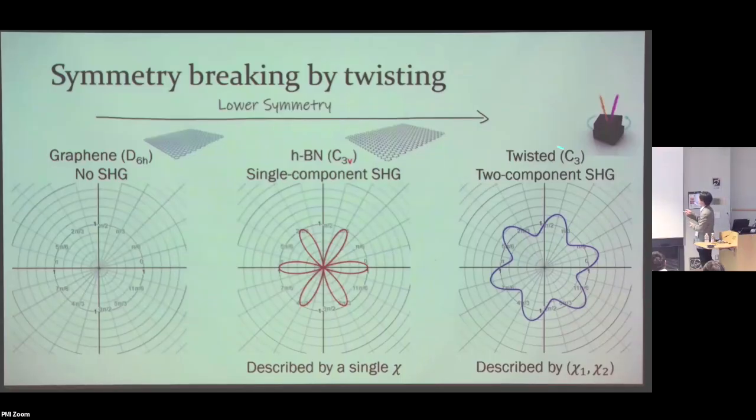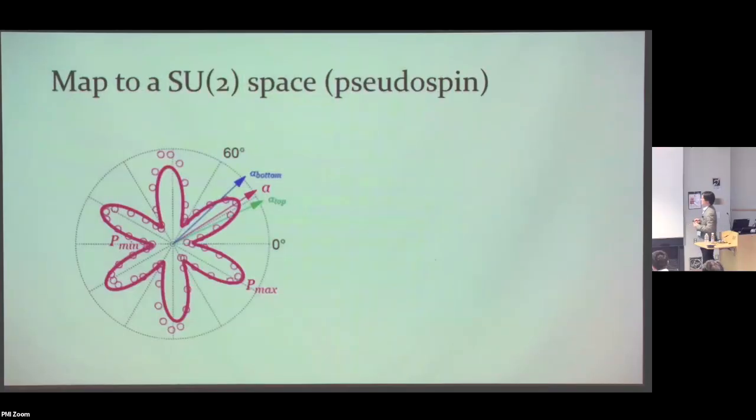In principle, if you further break the symmetry into something completely different, then you can even get more terms, and even more complicated patterns. But at least for our purpose, because we are studying these twisted 2 layers, this is where we will stop. Now, if we look at this modified 2-component flower, you can extract the chi1 and chi2 in an exact mathematical way.